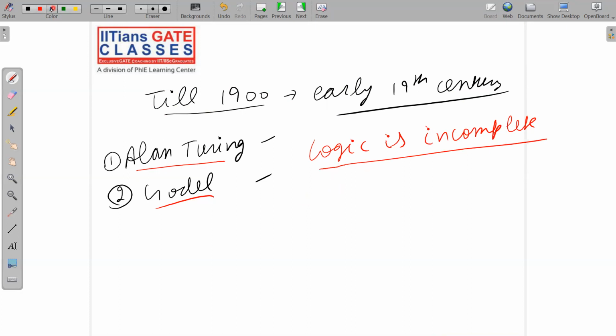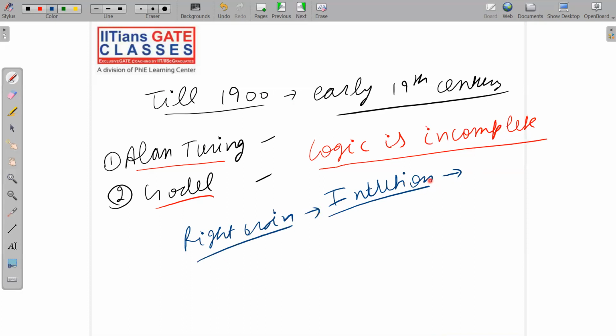But you know, intuition is nothing. See, intuition is actually the right brain of entire humanity, of the entire human civilization. The entire right brain is intuition. So we cannot say that intuition is nothing. But according to mathematics, intuition is not enough to prove that something is true or false. You have to properly prove it.